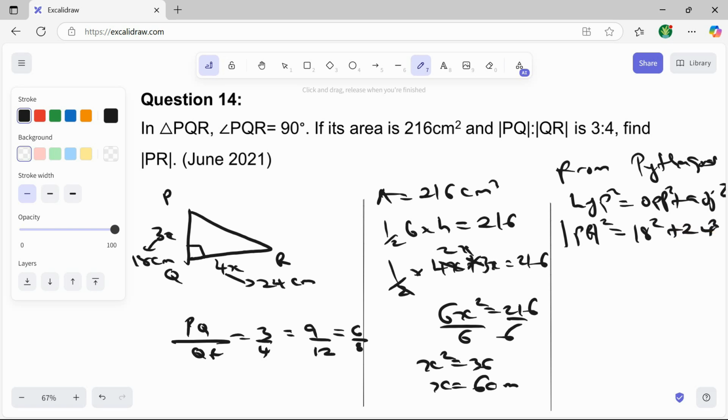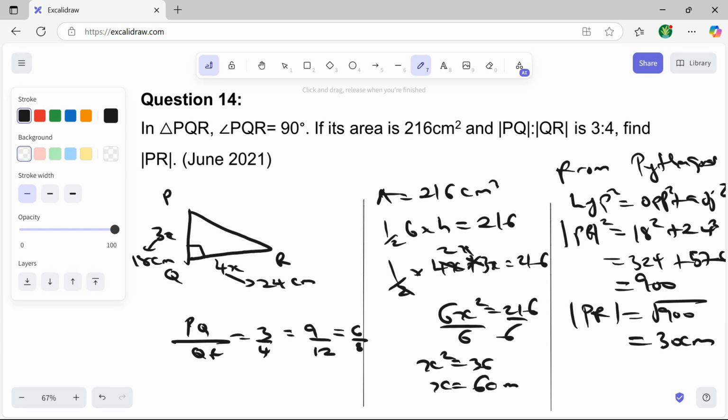So 18 squared is 324 and 24 squared is 576. If I add this to 324, this gave me 900. So my PR will just be taking the square root of both sides, that will be the square root of 900. So my PR is 30 centimeters. So the length of PR is 30 centimeters. Let's see if we're correct.